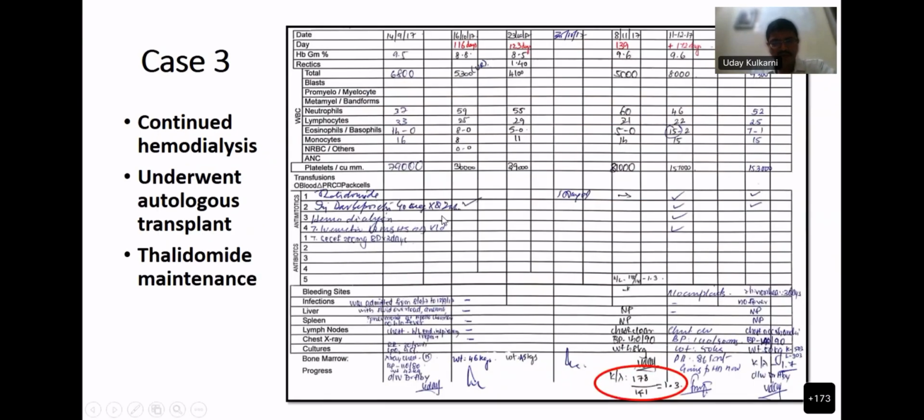So she underwent autologous transplant. Because she had chronic kidney disease, we had to continue the hemodialysis, but we subsequently did an autologous transplant on her, continuing the hemodialysis. And post transplant, somewhere around 100 days, we did repeat assessment with the free light chain ratio, and it was in the normal range, 1.3. We continued thalidomide maintenance for her.